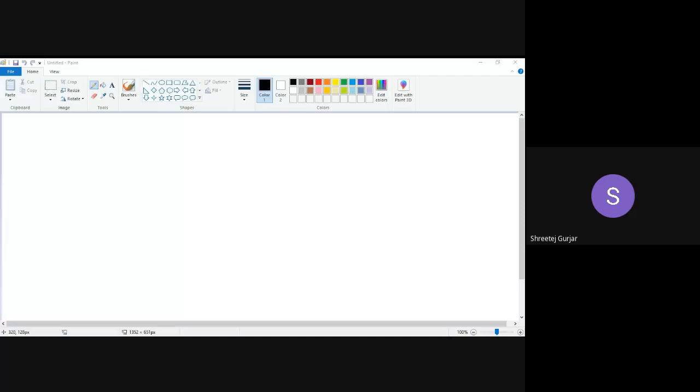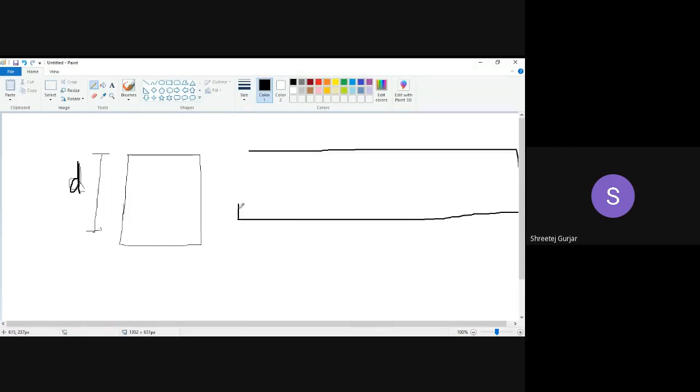So what does the clause say? Let me read out for you what the clause says. The value of VCR calculated at a particular section may be assumed to be constant for a distance equal to d by 2. So let me draw the cross section. This is the cross section of your beam, and this is the effective depth D. This is the cross section, and this is the longitudinal section which I have drawn.